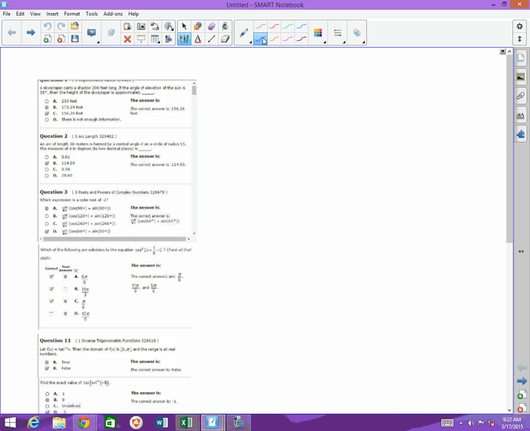In the first one, it says you have a skyscraper that casts a shadow 200 feet long, and the angle of elevation of the sun is 38 degrees. So that's where you're going to have to draw yourself a right triangle. And the shadow, which would be from here to there, is 200 feet long. And this angle here is 38 degrees. And you are trying to find the height of this skyscraper.